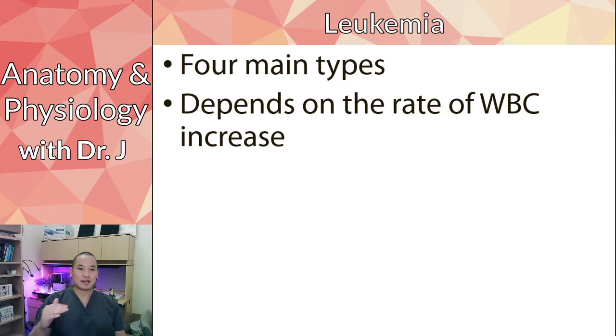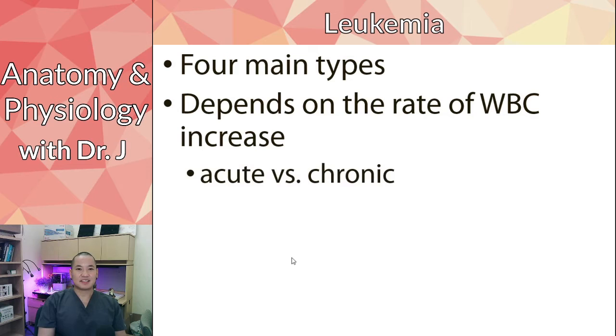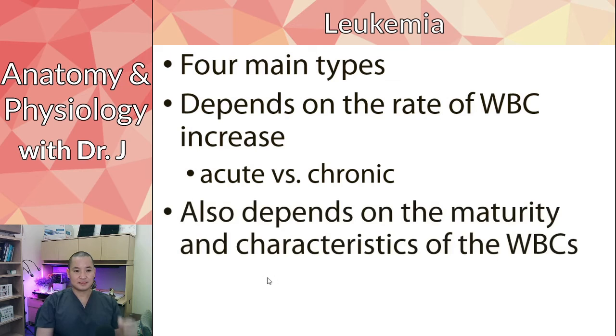Was it gradual over time, or did you all of a sudden have a big spike and the white blood cell population exploded? Acute would be that sudden spike in the white blood cell count, whereas chronic would be elevated over time. It also depends on the maturity and characteristics of the white blood cells.